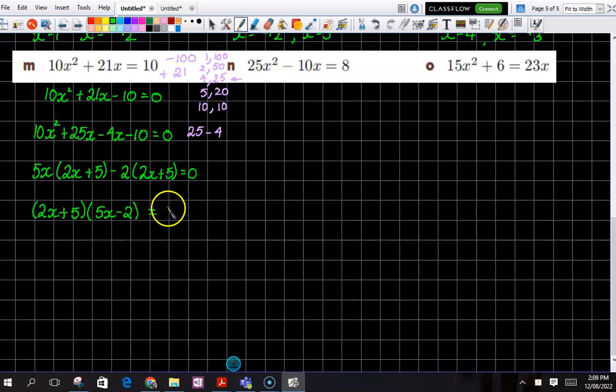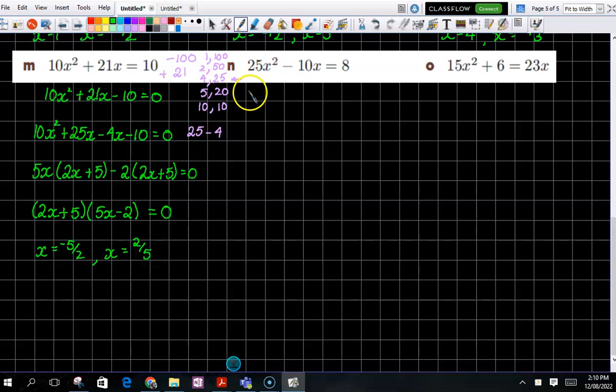Remember, even though you've done that, probably best to just double check that you've got them right. So 2x times 5x is 10x squared. Take 4x plus 25, that is correct, and the positive times a negative gives you the negative. Okay, and finish off, we're going to solve. It's going to be minus 5 over 2, and positive 2 over 5.